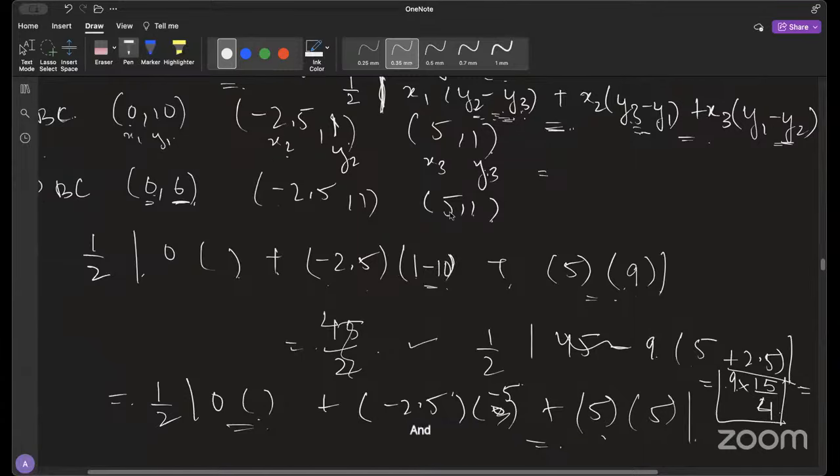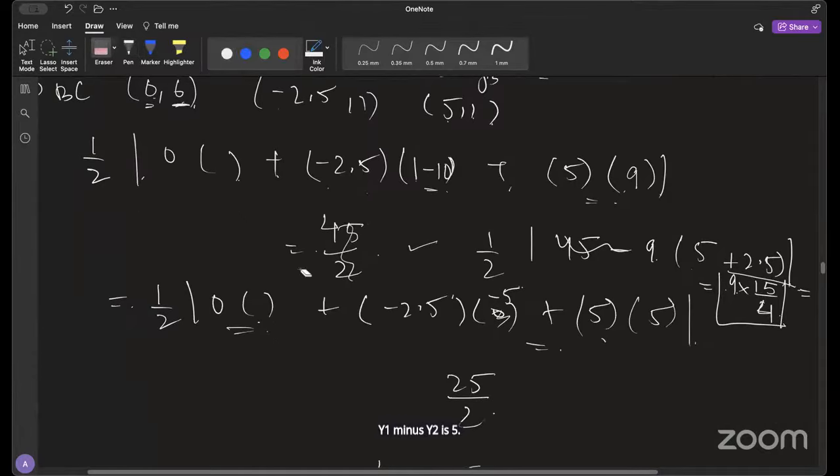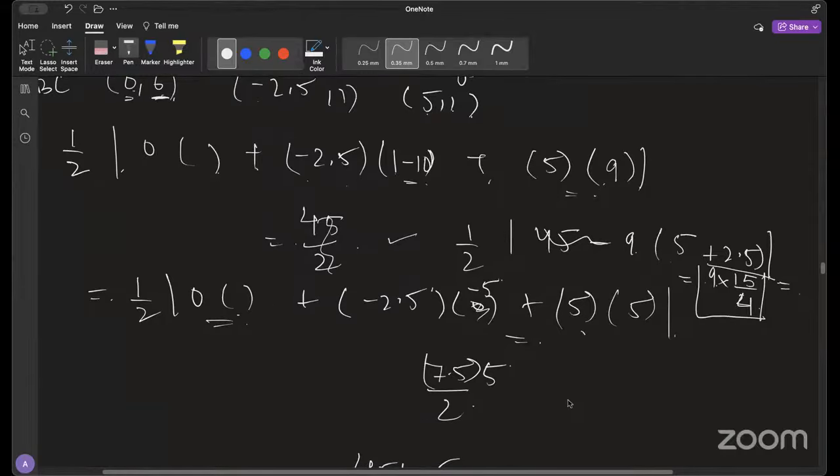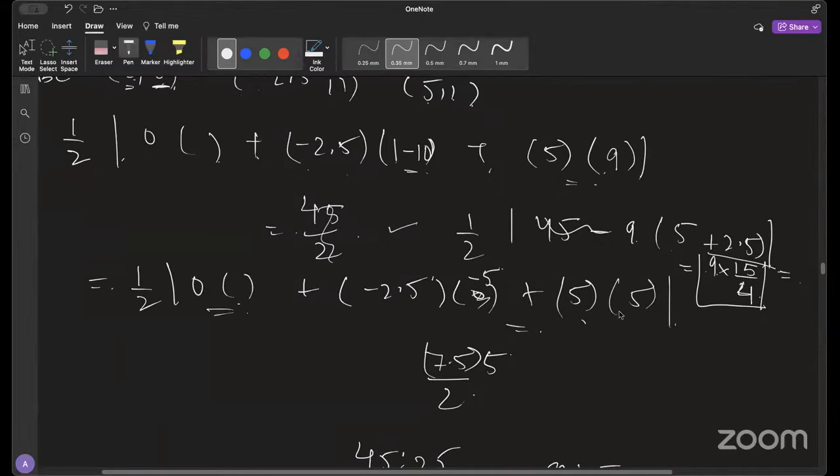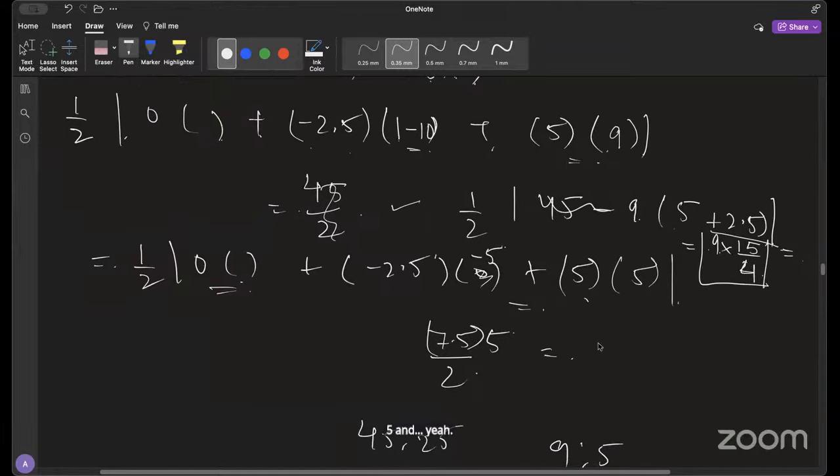And here you have x3 5, and then y1 minus y2. y1 minus y2 is 5. So then this should be minus 2.5 plus, so this is again going to be plus 2.5. So this will be 7.5 into 5, right? And yeah, it's again the same 15 by 4. 7.5 is 15 by 4 and 5 by 2.